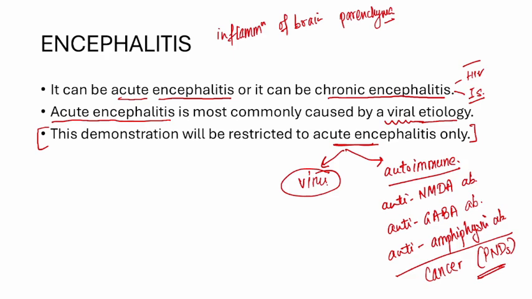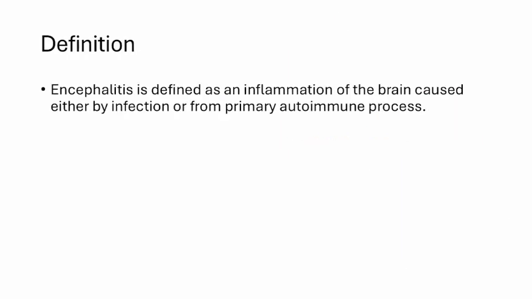In the coming slides we will try to know what are the viruses which cause encephalitis, and what are the diagnostic procedures and the treatment of acute viral encephalitis, right? So as far as definition is concerned, it is inflammation of the brain caused by either infection or from a primary autoimmune process, right? Very easy to understand.